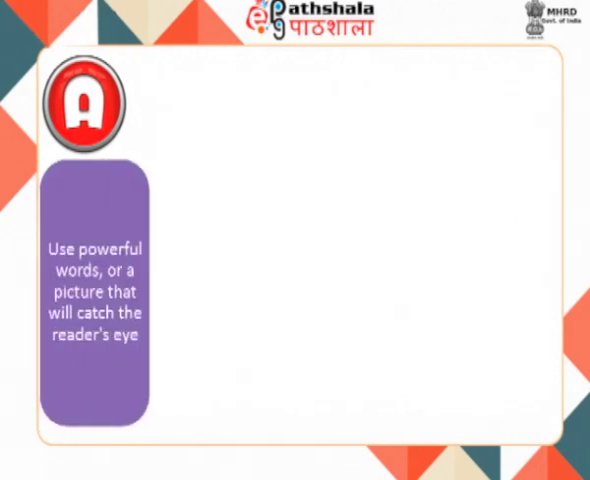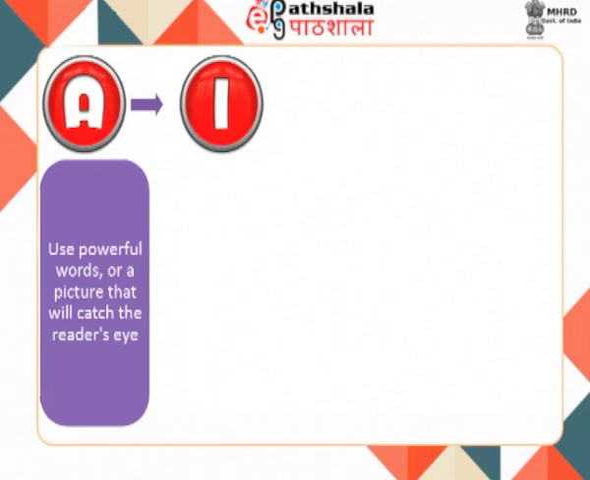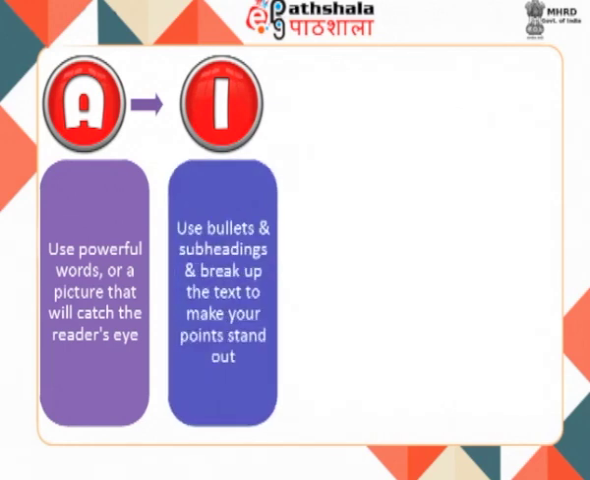Use powerful words or a picture that will catch the reader's eye and make them stop and read what you have to say next. Second, interest. This is one of the most challenging stages. Gaining the reader's interest is a deeper process than grabbing their attention. This means helping them to pick out the messages that are relevant to them quickly. So use bullets and subheadings and break up the text to make your points stand out.